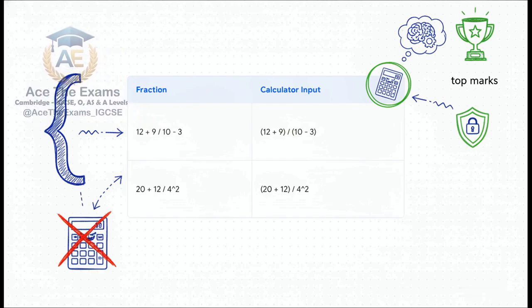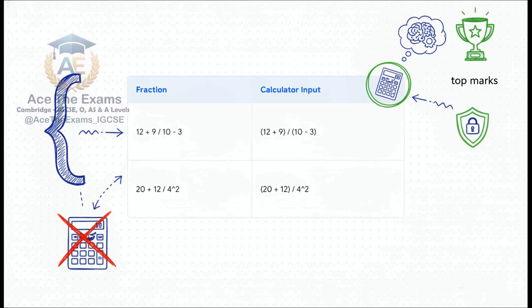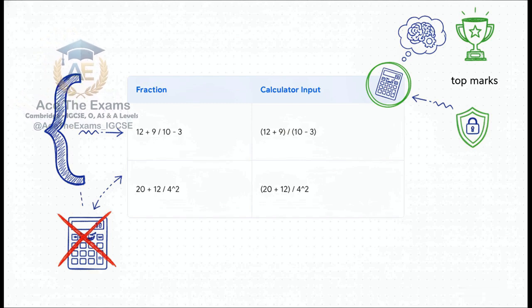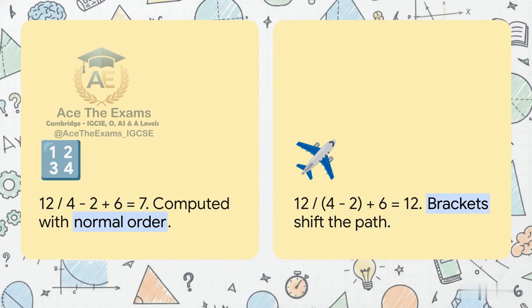Same exact thing with the second example. Open bracket, 20 plus 12, close bracket, divided by 4 squared. Protect your numerator before you even think about dividing by the denominator. Seriously, look at just how insanely powerful brackets actually are.